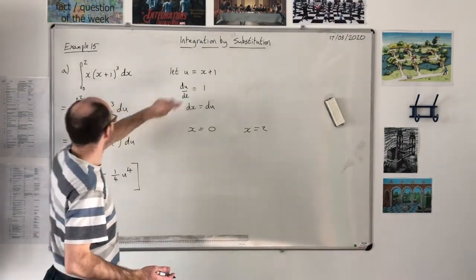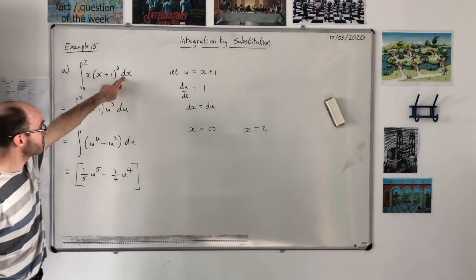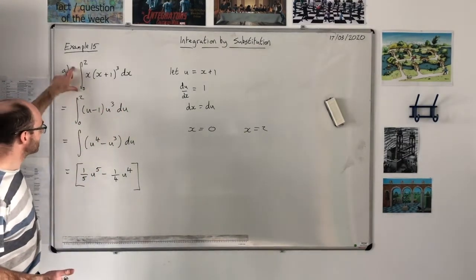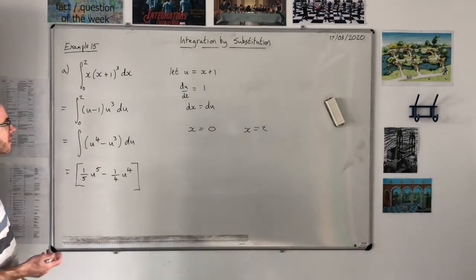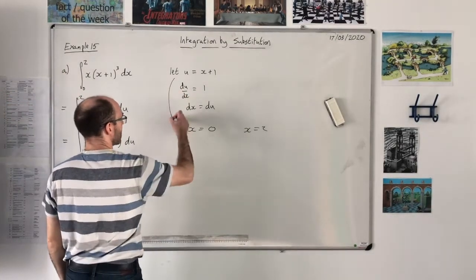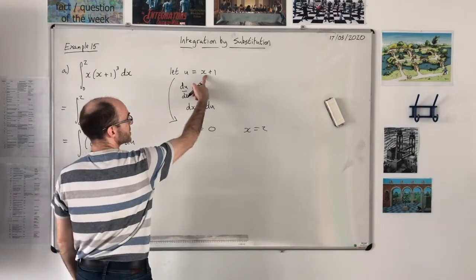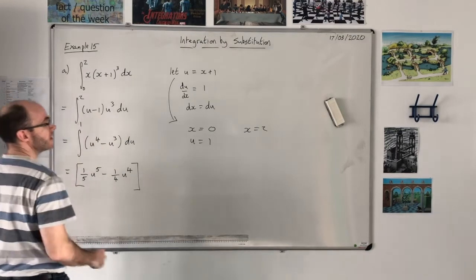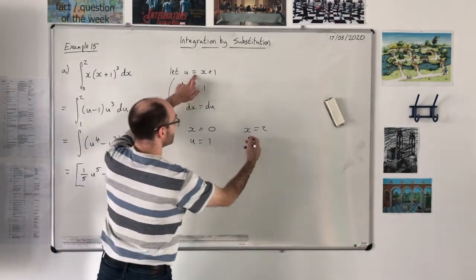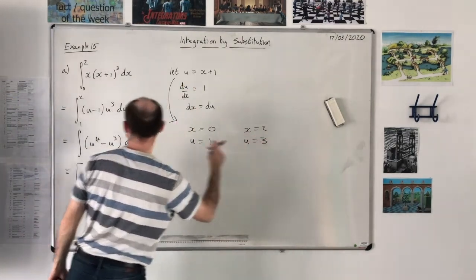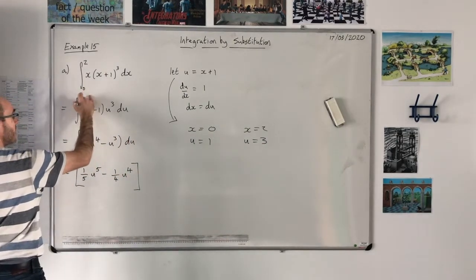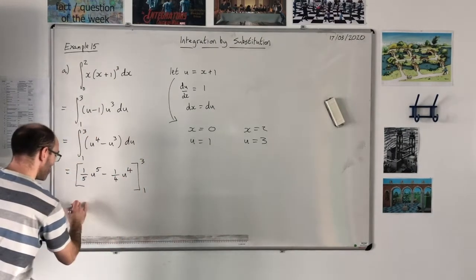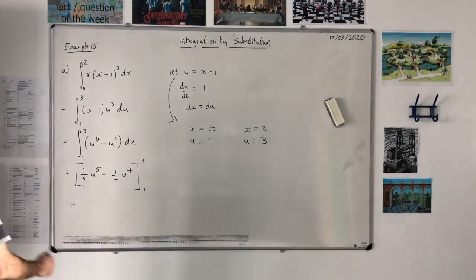Okay? So be aware, when you're doing a substitution question and you're changing from dx to du or to d theta, the limits need to change as well. Okay? So using this, if x is equal to 0, u is equal to 1. Can you see that? So you replace that with 1. And when x is equal to 2, u is equal to 3. So you replace that limit with 3. And then you're ready to go. Okay, you substitute them in.